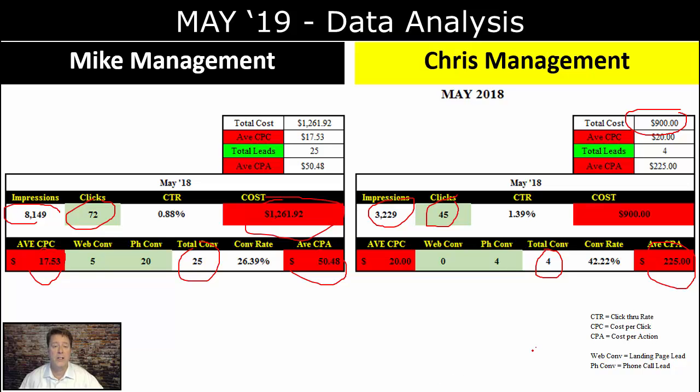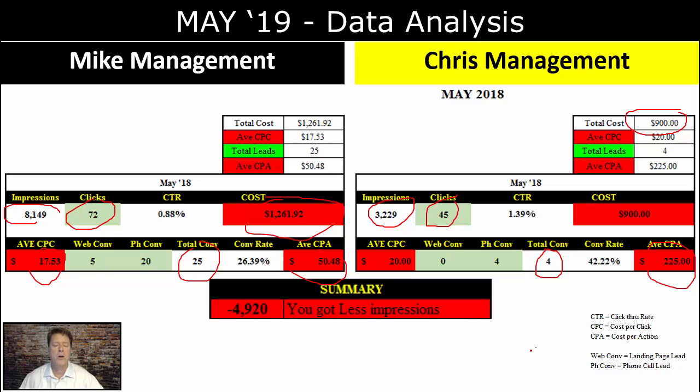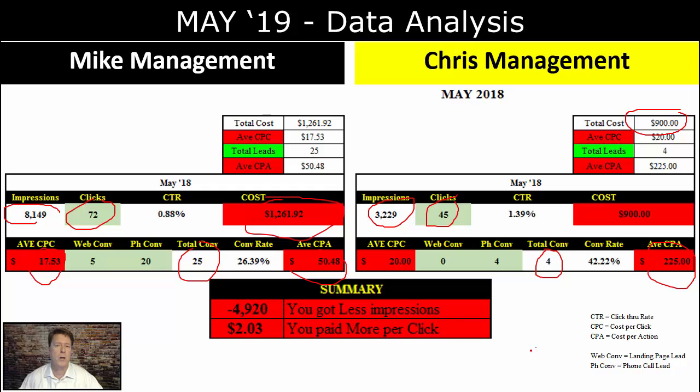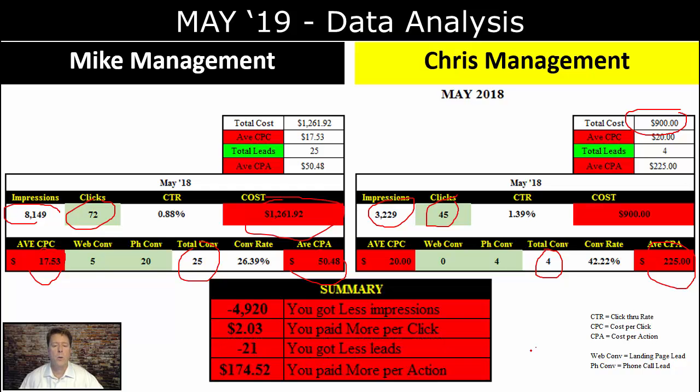So basically, to summarize, for the month of May, you got almost 5,000 less impressions, paid $2.03 more per click. You got 21 less leads and paid $174.52 more per action. Again, per action is somebody contacting you via a form or calling you on the phone.